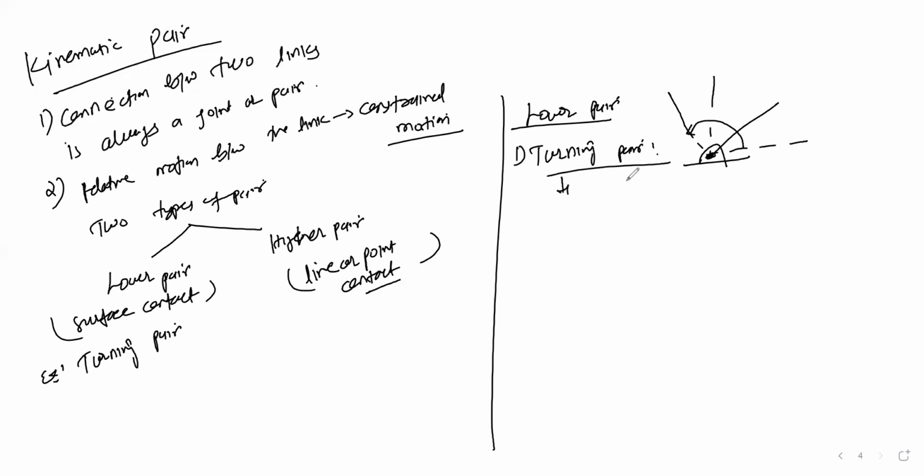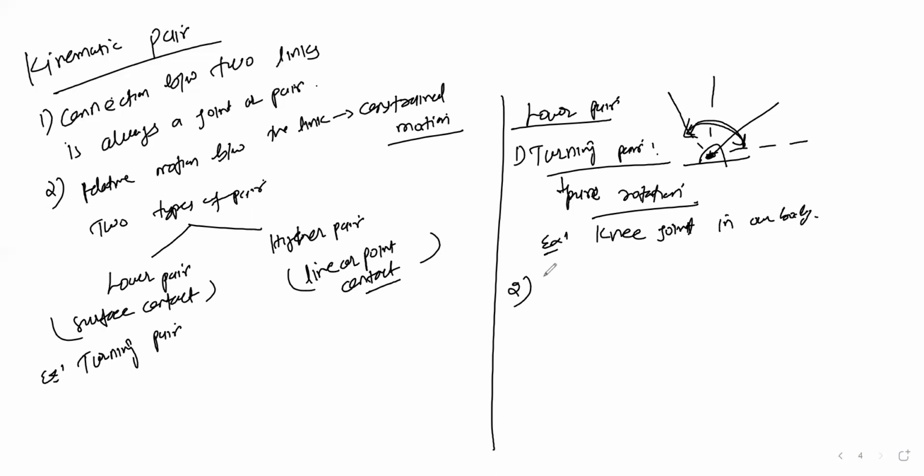A turning pair is pure rotation motion. Pure rotation. That is the turning pair. For example, the knee joint. The knee joint is a turning pair in our body.